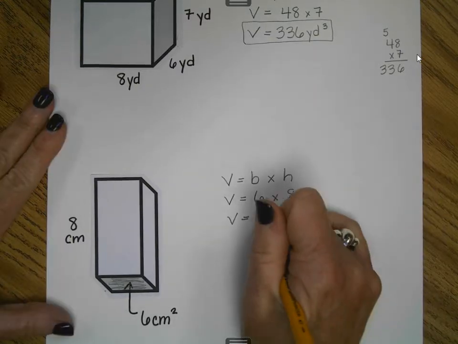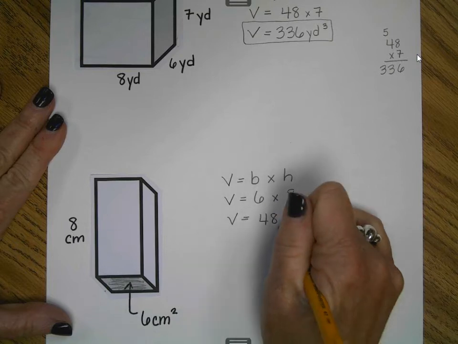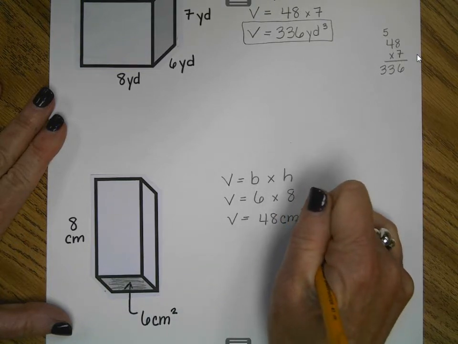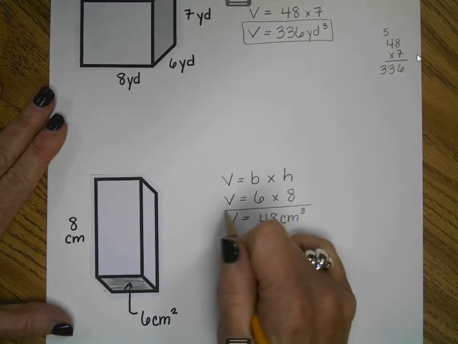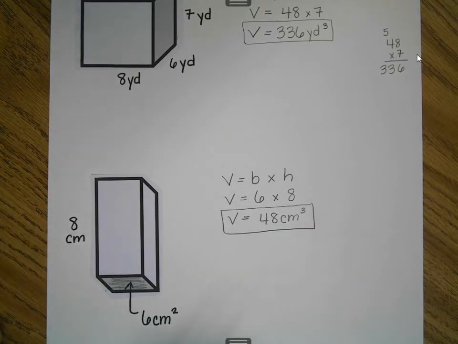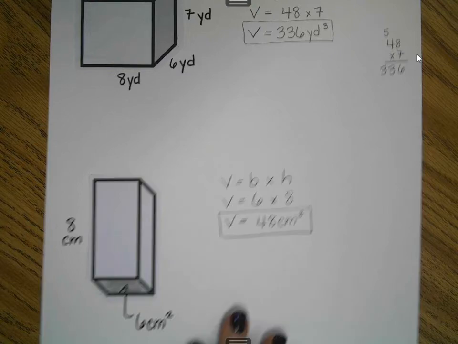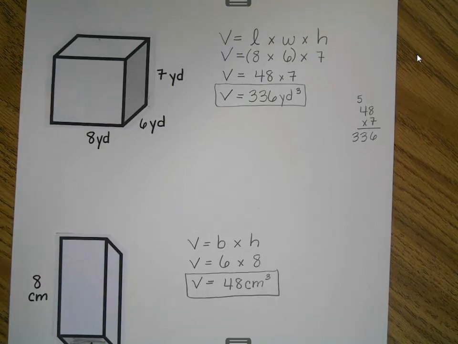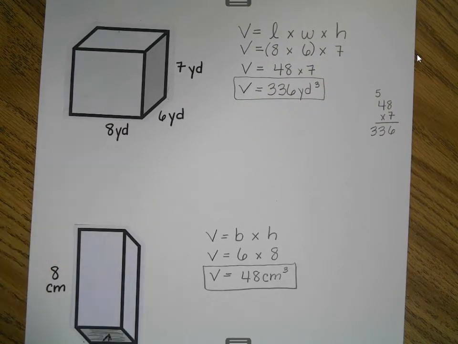And 6 times 8 is 48 centimeters cubed. So what that means is we could fit 48 1-centimeter cubes inside this rectangular prism. So those are two formulas that we used to find volume yesterday. So we were looking for the volume, and those were the formulas.